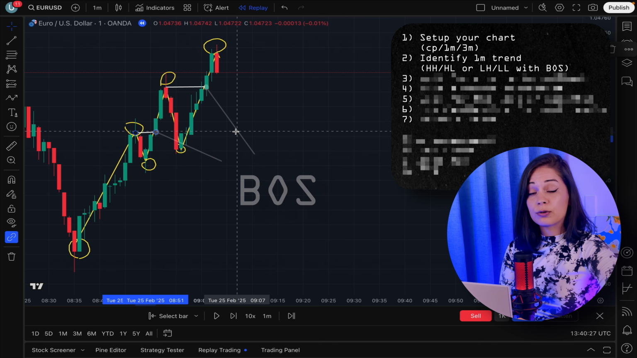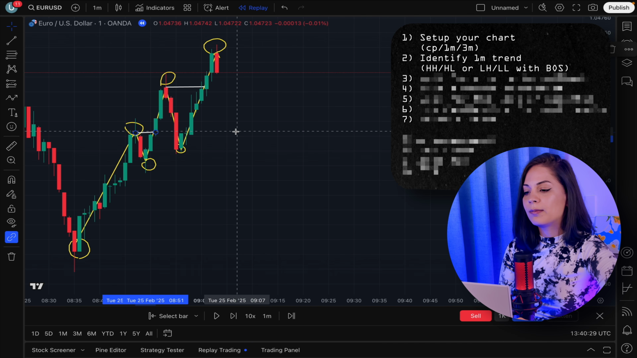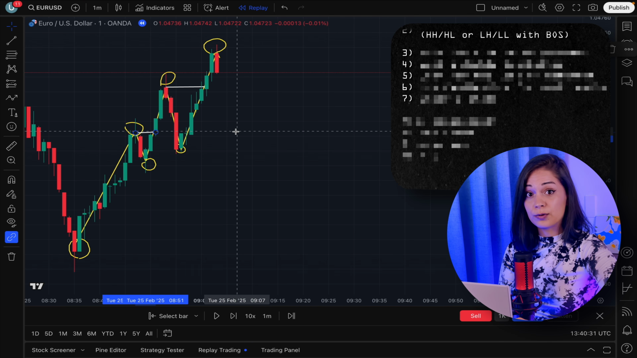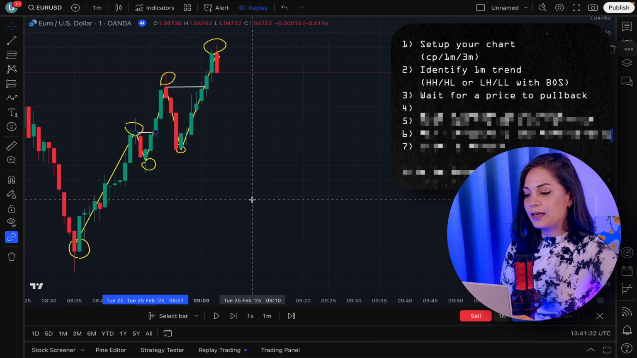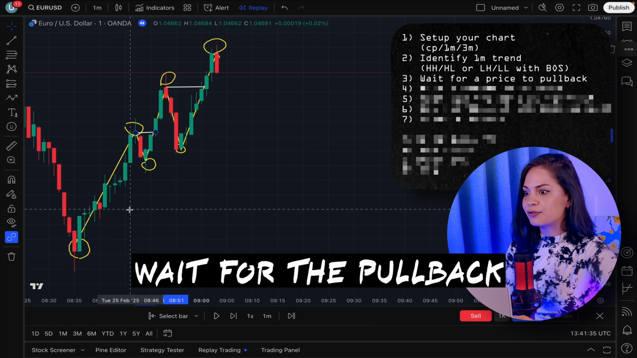With the downtrend, it's going to be the same situation. We will talk about it a bit later. Now let's move on to the next step. The next step is to wait for the pullback, and this is a really important step.